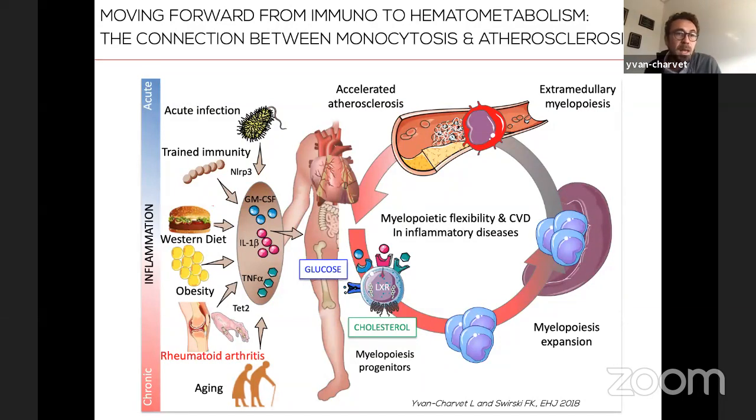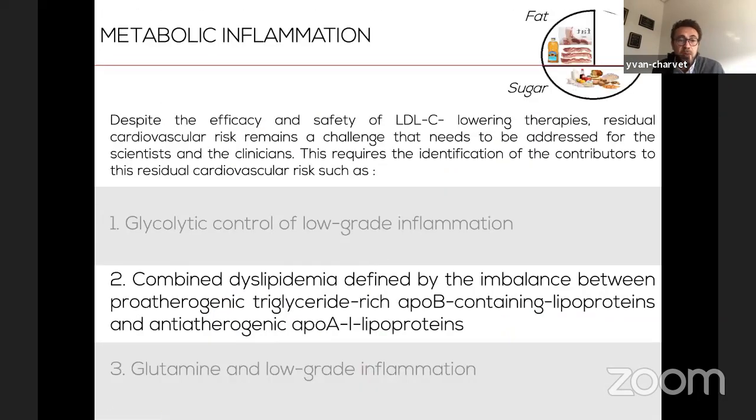So we decided with Phil Swirski to summarize all the literature that was known about the change in glucose or cholesterol metabolism at the level of the hematopoietic system, driving myelopoiesis, and this is summarized in this review in 2018. Basically, all the risk factors that are known to affect atherosclerosis also control the metabolism of the hematopoietic stem cell. So that's for the glucose.